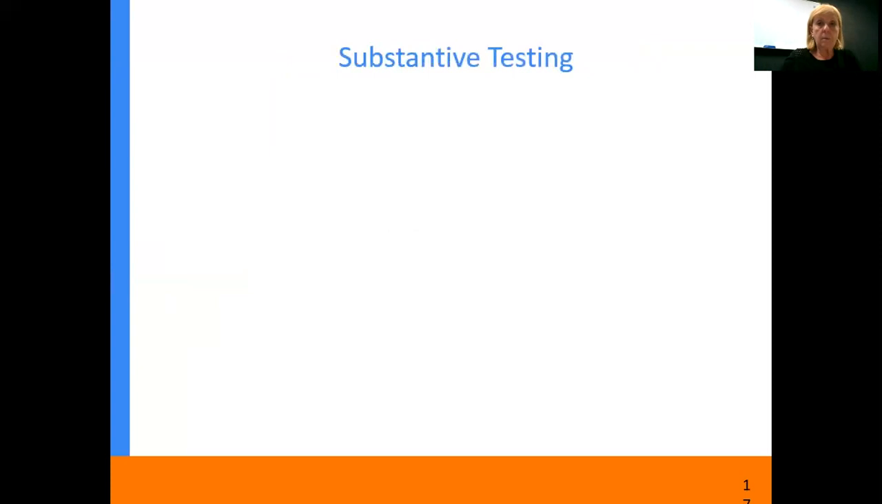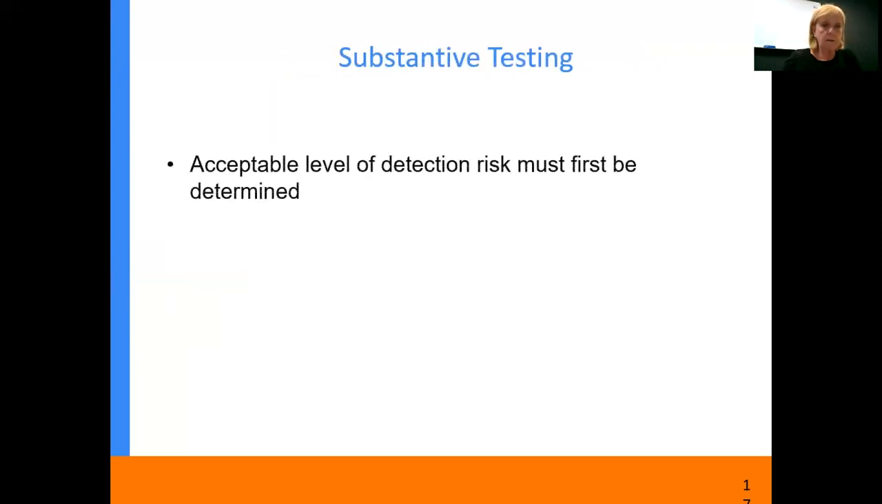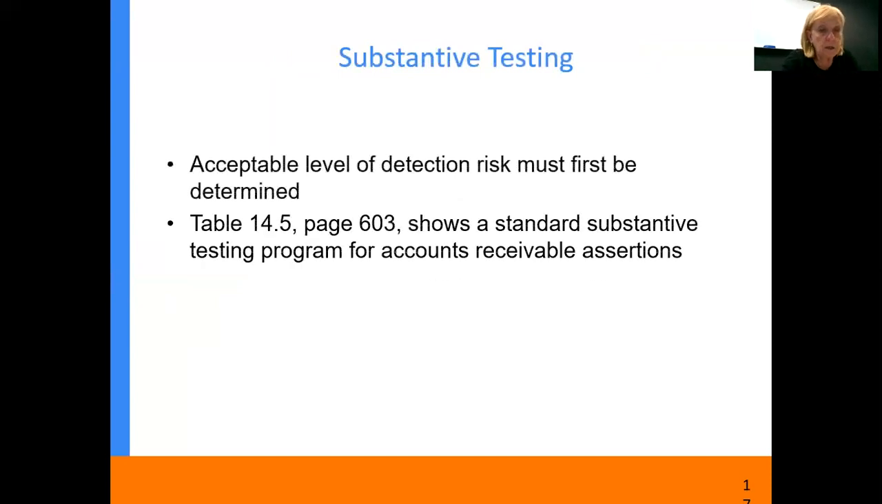So then I'm up to the substantive testing section. We've done our tests of controls. I've got to consider my acceptable level of detection risk. So based on my assessment of control risk, is it high, medium or low? That will determine my substantive testing. And again, I've got a reference to the textbook, page 603, table 14.5. In that table, it shows you all the standard substantive tests for accounts receivable. So practical examples of tests.